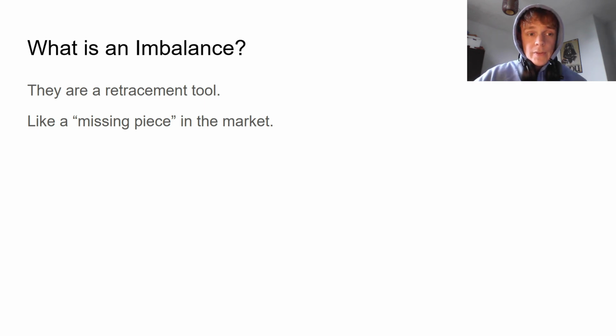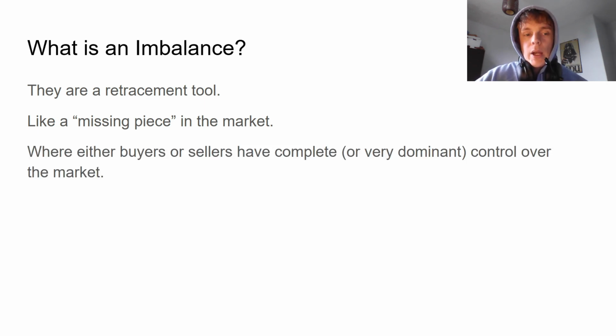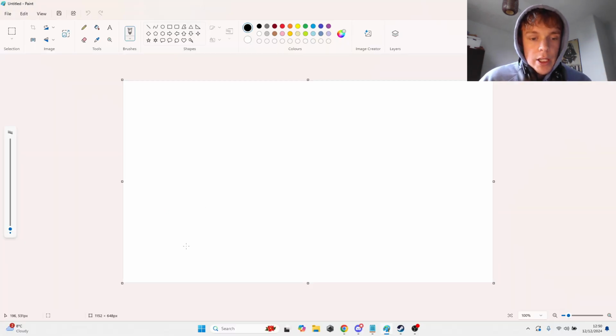It's a retracement tool, and it's like a missing piece in the market. It's where either buyers or sellers have complete or very dominant control over the market, and a good way to think of it is kind of like stairs, and I'll explain what I mean by that. Say you're in an uptrend and you're going up the stairs, right? But then all of a sudden you skip a stair because there is much more buying pressure than selling pressure. And now you have this empty space, this empty stair that you skipped over. Well, this is going to act as a magnet, and price will, in most cases, want to at least fill this before continuing on its journey, right?